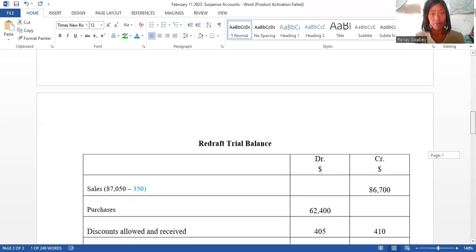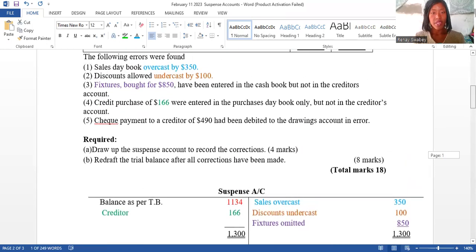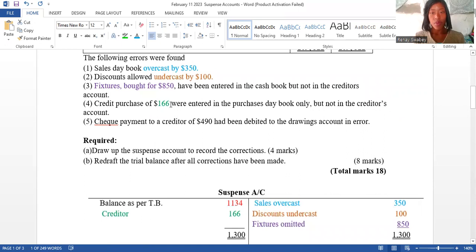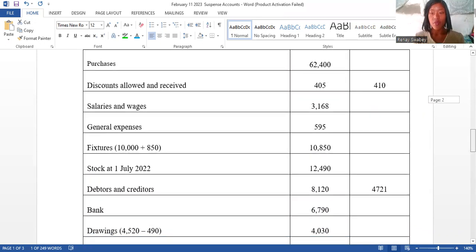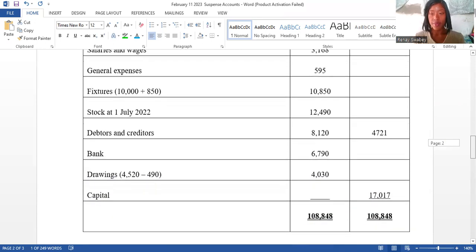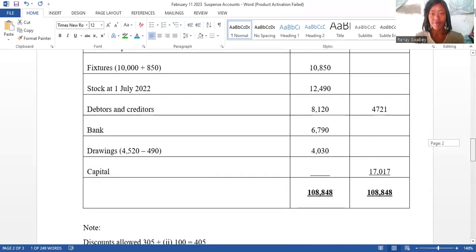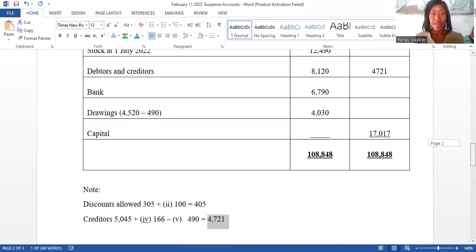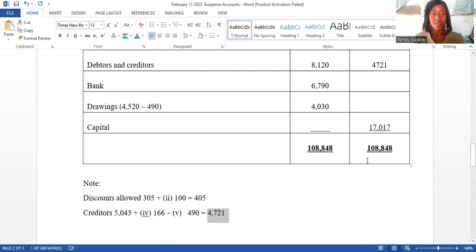Where did the adjustments come from? The adjustments were taken from here. See? We purchased, but it wasn't credited to the creditor's account. And then a payment to the creditor was made, but it was debited to the incorrect account, which is drawings. All right? So that's how we would have gotten the $4,721. I really hope that you understand. I'm trying to speak slower. All right. Our next adjustment is drawings.